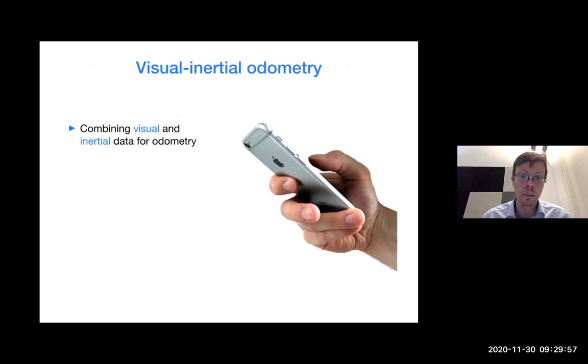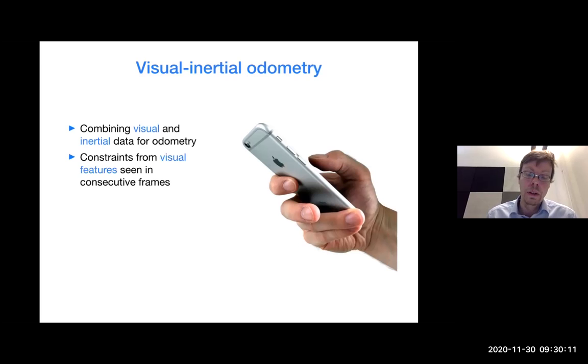So we combine the visual information with the inertial data, and this turns out to be a practical solution that allows us to constrain the accumulation of errors in the inertial navigation. And the visual information comes in the form of feature tracks. So we see the same visual features in multiple frames during the motion, and these visual feature tracks provide constraints that can be used as additional information in the nonlinear Kalman filter.